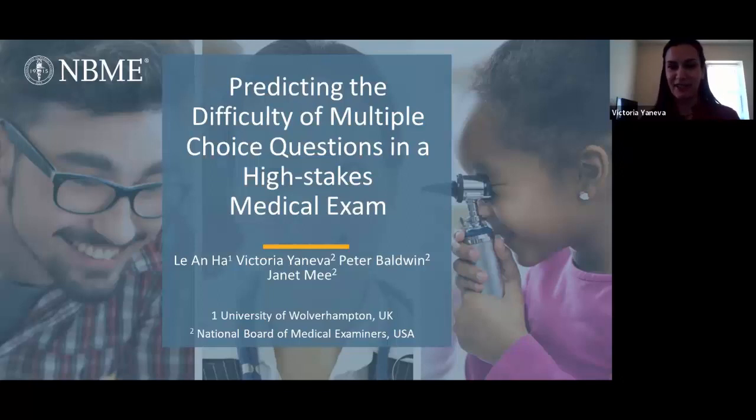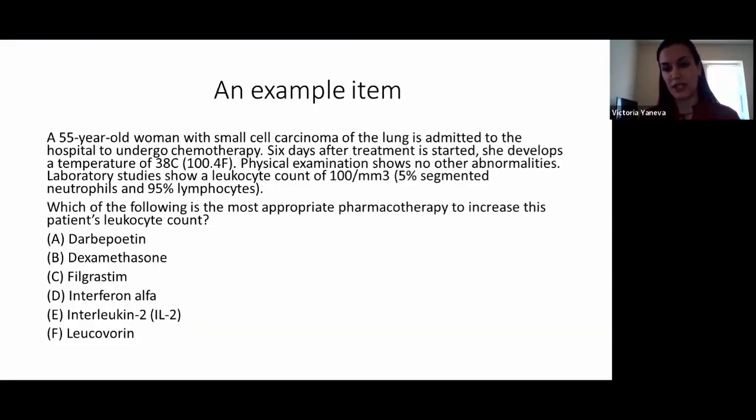Without further ado, I am going to start talking about the topic of predicting the difficulty of multiple choice questions in a high-stakes medical exam. The first thing is to present an example of what these questions look like. This is an example item from our exam, the United States Medical Licensing Examination. You can see that it contains a fairly wordy part that describes the case, the chief complaints of a patient, and then it asks a question. Then the examinee has to choose the correct answer among several possible answer options.